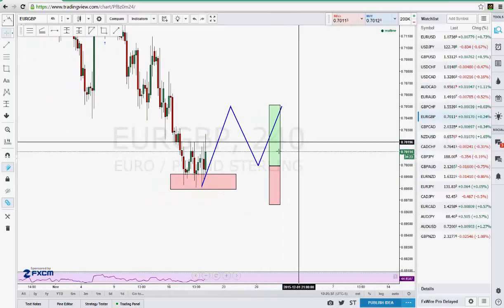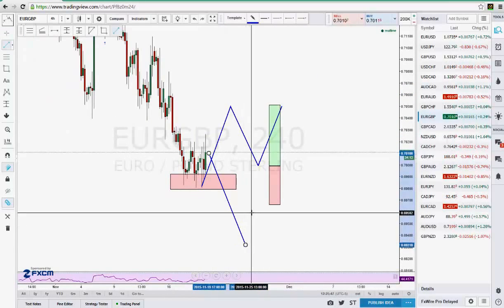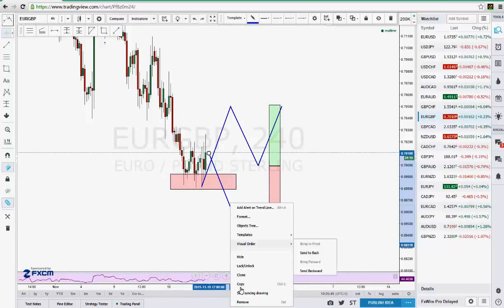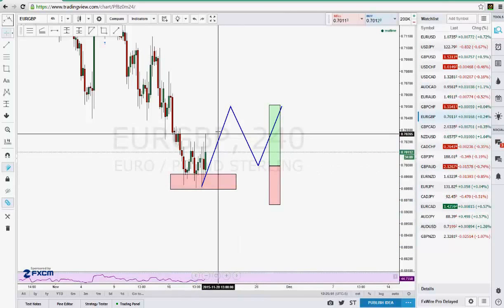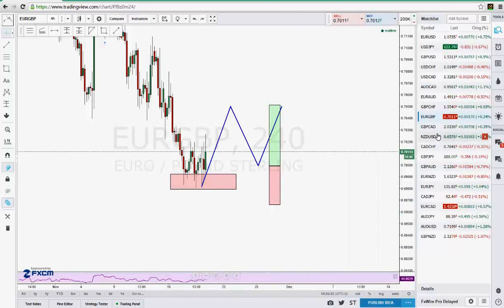We're a long ways away. This market could continue straight down like this. But we're trying to think ahead of the market. And that's why we're drawing all of this out.